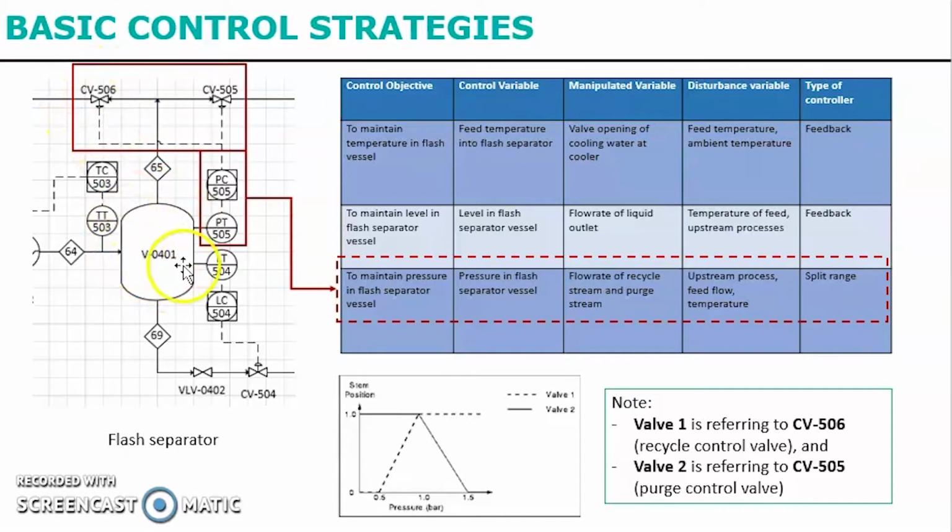However, if the pressure gets too high, then when it reaches the breakpoint, CV506, the recycle valve, will close, and CV505, the purge valve, will open to normalize the pressure. This is because if you don't normalize the pressure, it might affect the process.